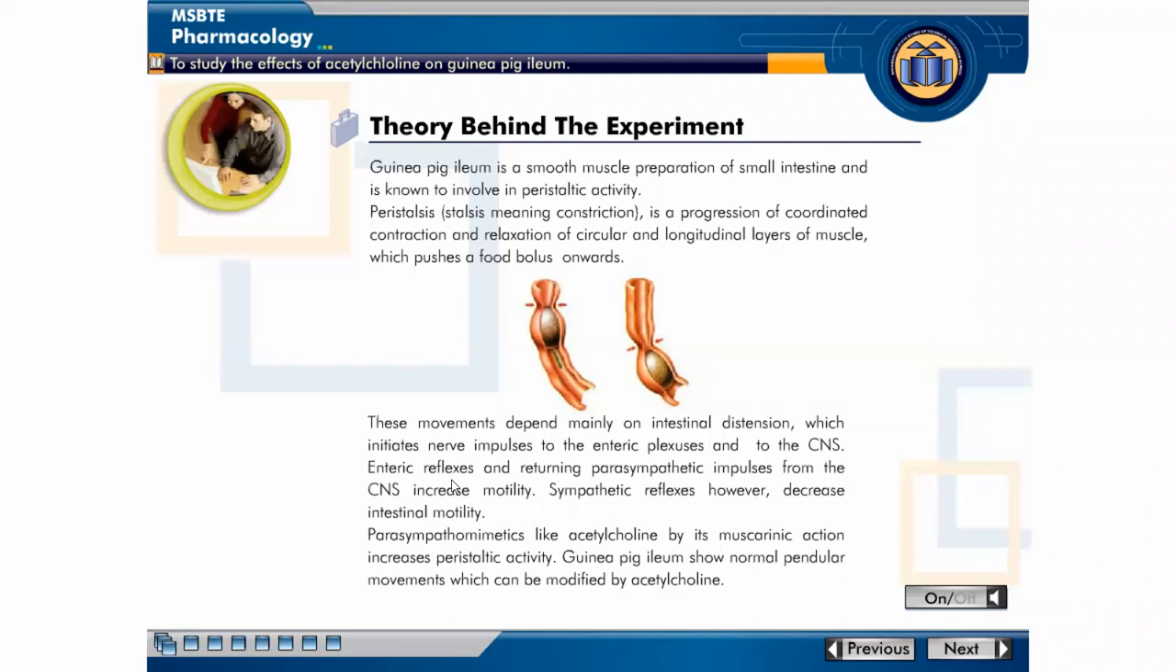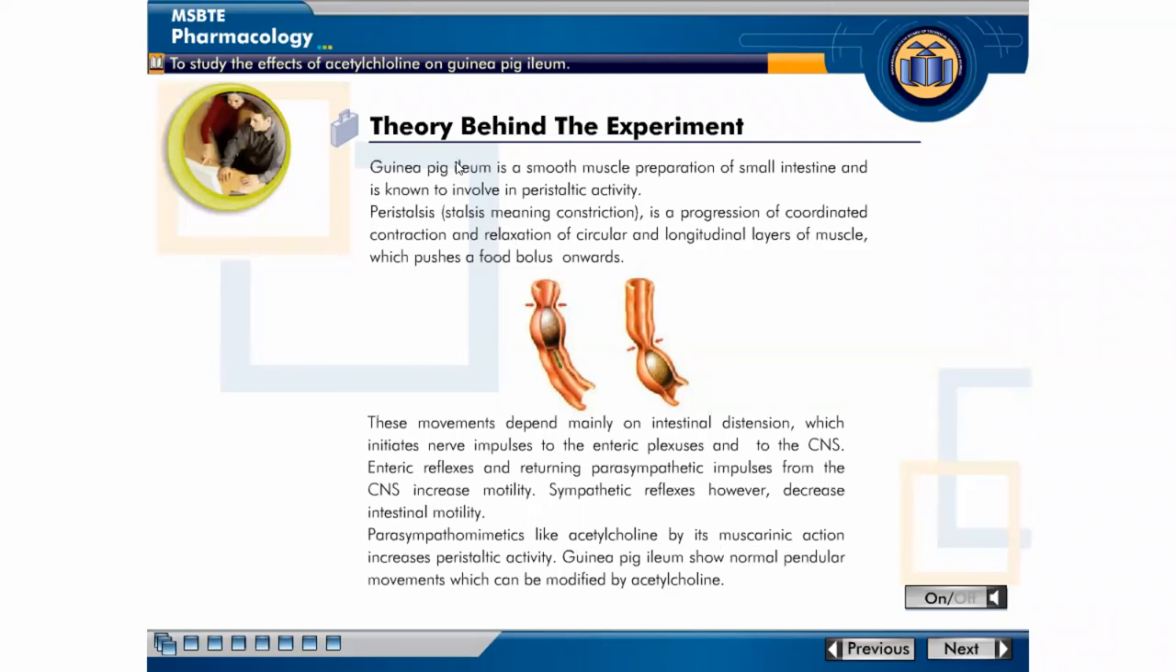That is, parasympathomimetics like acetylcholine, by their action, show increased peristaltic activity, and sympathomimetics show decreased peristaltic activity. It means Guinea pig ileum shows normal pendular movement which can be modified by acetylcholine. Firstly, Guinea pig ileum shows normal pendular movement. After the administration or injection of acetylcholine, there is a change in the normal pendular movement. Here there is an increase in intestinal motility, that is, increased graphs are observed.